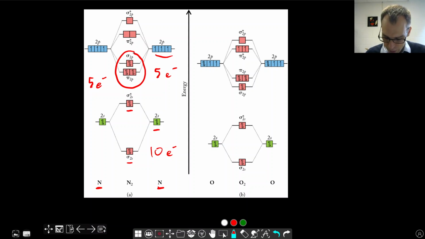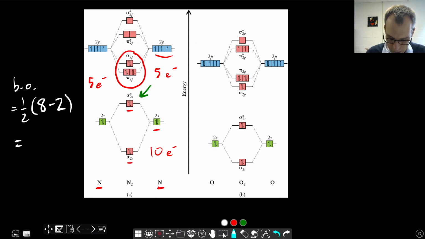What does that make our bond order? Well, our bond order is equal to 1/2 times the total number of electrons in bonding orbitals minus those in anti-bonding. So we have 6 in the pi 2p and sigma 2p, and the sigma 2s adds 2 more, so we get 8. And we have 2 electrons in the sigma 2s star right here. So we get 8 minus 2, and that gives us 1/2 times 6, which is 3. So nitrogen has a triple bond, just like it does in a Lewis structure.